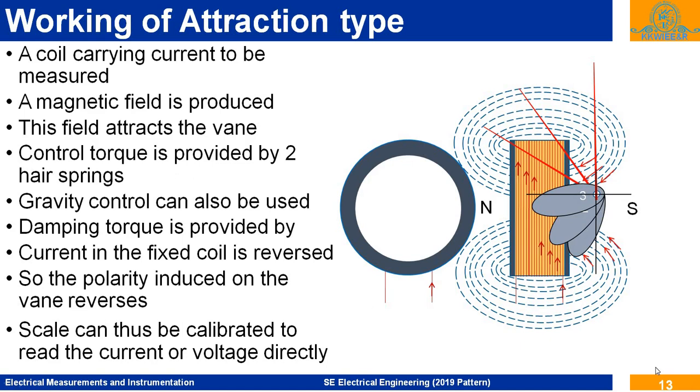And this scale is calibrated in such a way that it gives you directly the magnitude of current flowing through this coil. The measured quantity you can read directly on the scale, either in terms of current or in terms of voltage. So in this way, this attraction type instrument works.